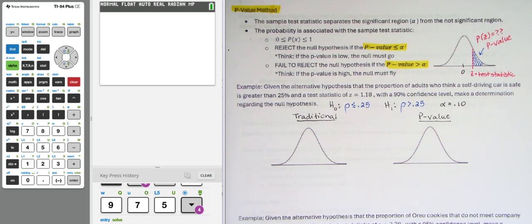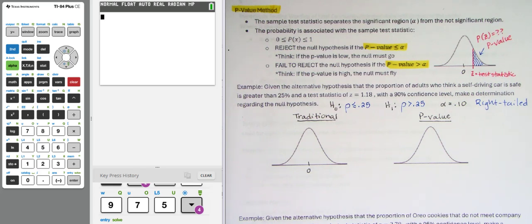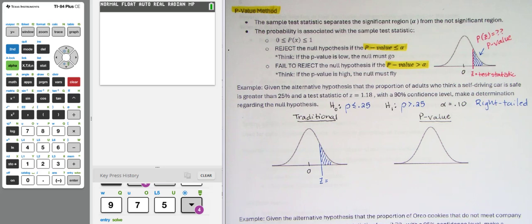I'm going to separate out my different methods so that you can see how each one is done. Let's first look at the traditional method on the left. Since my alternative hypothesis is using a greater than symbol, we're going to be working with a right-tailed test. That means I'm going to have a shaded zone over here to the right of 0 where I need to find the critical value that determines that boundary. I can label my rejection and my fail to reject zones right now.